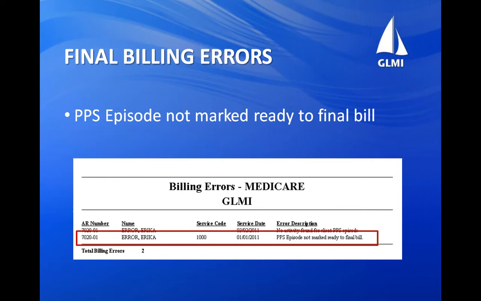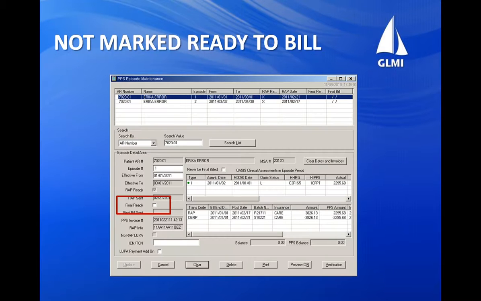The most common final billing error is PPS episode not marked ready to final bill. Every episode must be marked ready to final bill in PPS episode maintenance prior to billing. To correct the error PPS episode not marked ready for final billing, you would go to your PPS episode maintenance file by clicking Billing from the main menu, then PPS episode maintenance.